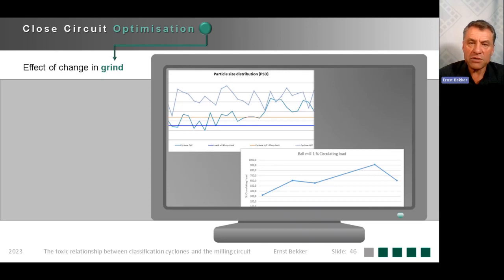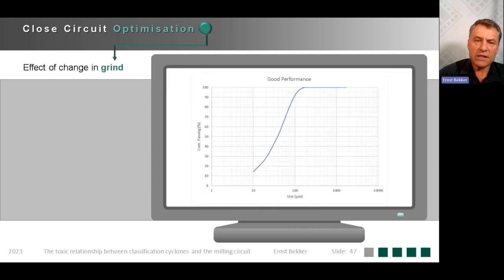So the cyclone is being fed with unoptimized feed conditions, and therefore it's starting to misplace coarse material. So the cyclone is not the focus point. The focus point is, why is the mill generating these higher circulating loads?